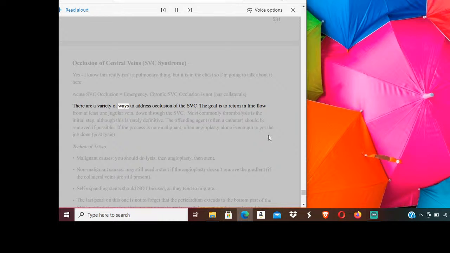There are a variety of ways to address occlusion of the SVC. The goal is to return in-line flow from at least one jugular vein, down through the SVC. Most commonly thrombolysis is the initial step, although this is rarely definitive. The offending agent, often a catheter, should be removed if possible. If the process is non-malignant, often angioplasty alone is enough to get the job done post-lysis.